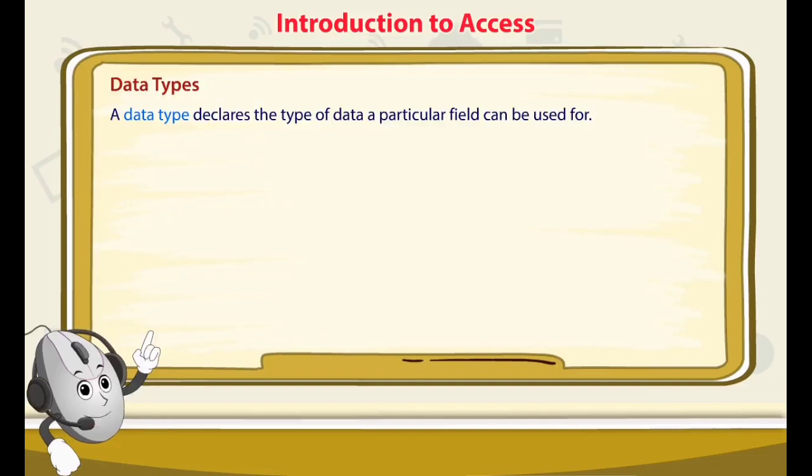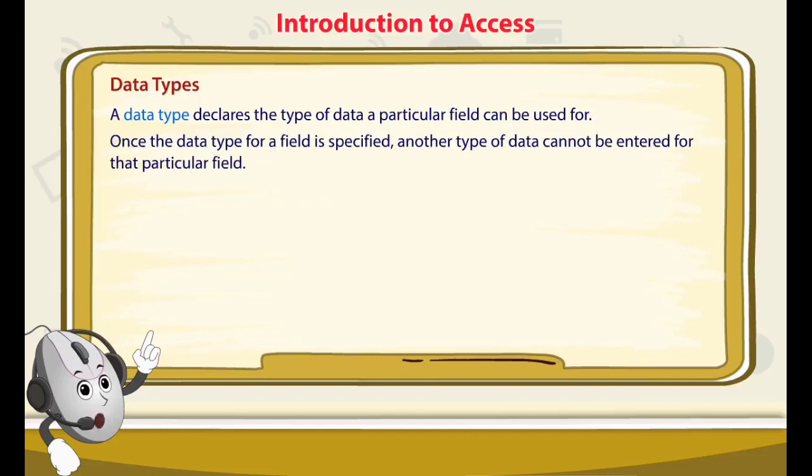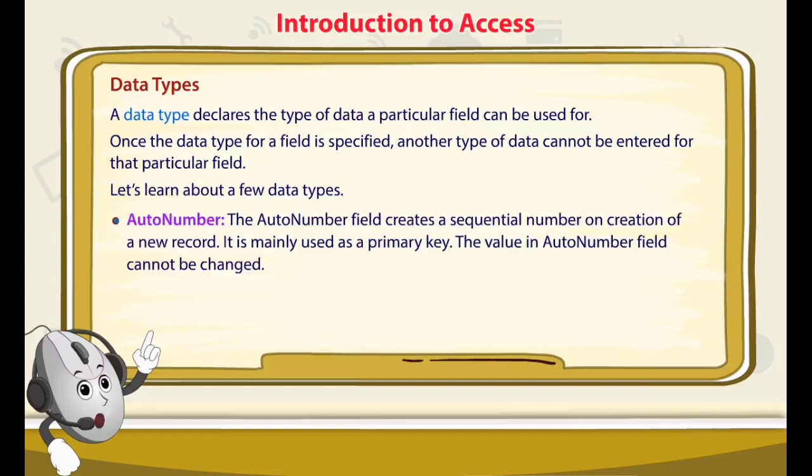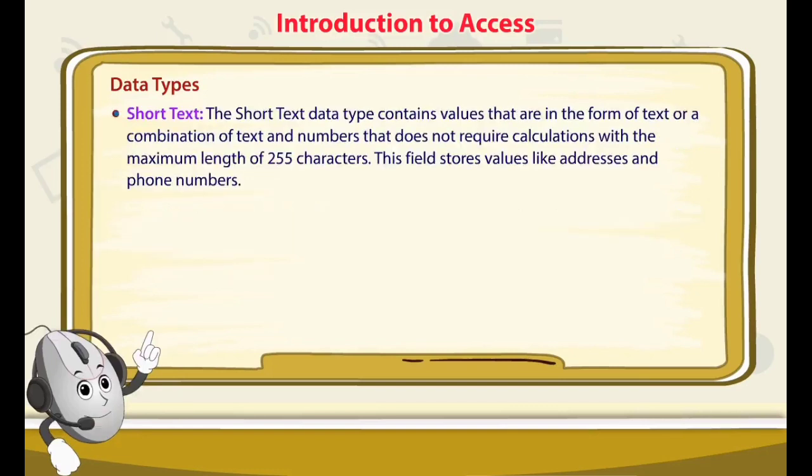Data types. A data type declares the type of data a particular field can be used for. Once the data type for a field is specified, another type of data cannot be entered for that particular field. Let's learn about a few data types. Auto number. The auto number field creates a sequential number on creation of a new record. It is mainly used as a primary key. The value in auto number field cannot be changed. Short text.